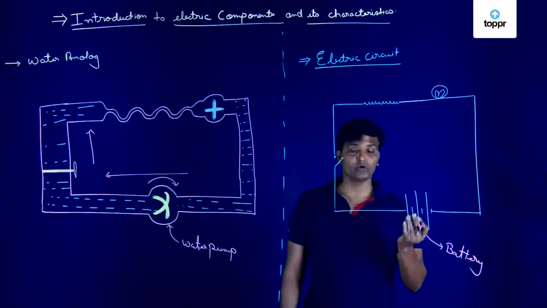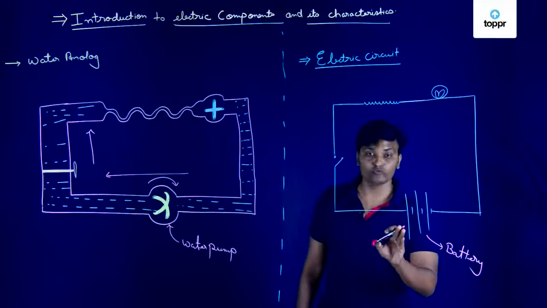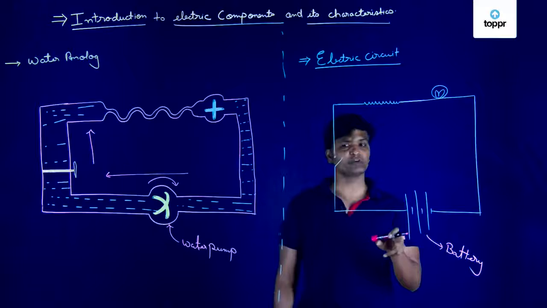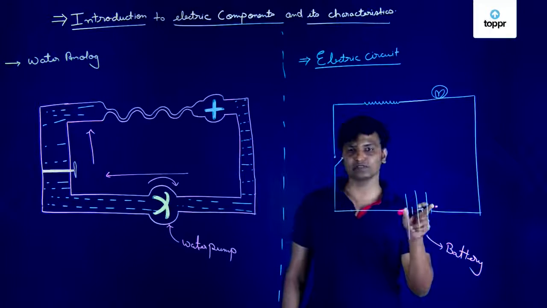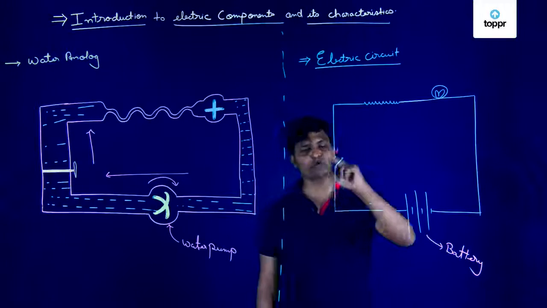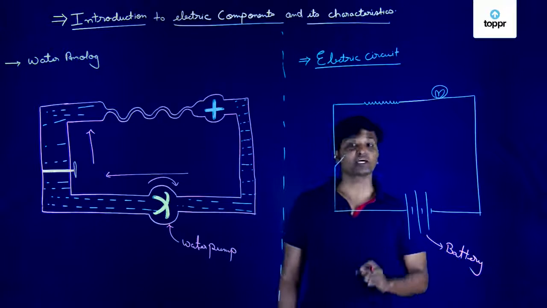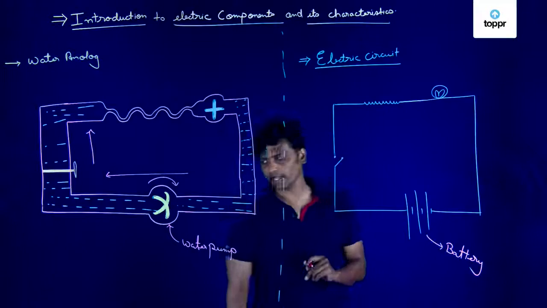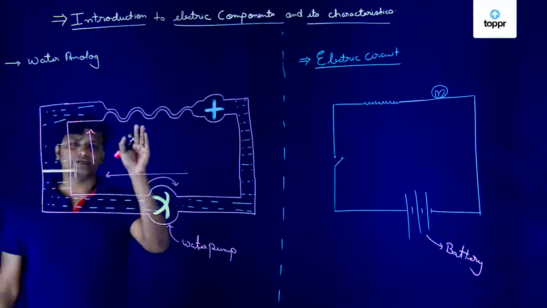How does the current flow? As the water moves from higher pressure to lower pressure, the current also moves from higher potential to lower potential. Positive terminal is considered to be having higher potential. Negative terminal is considered to be having lower potential. So the current always moves from positive terminal to negative terminal, which is also said to be the conventional direction of current.